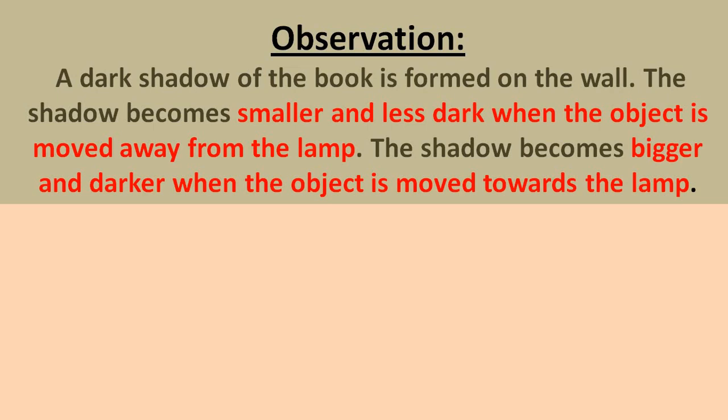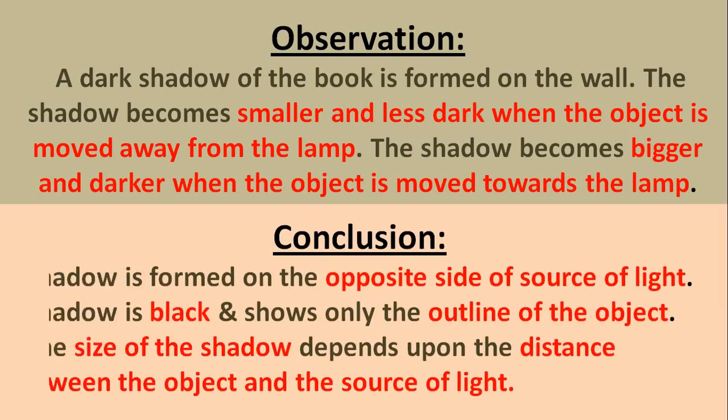Okay, and the shadow becomes smaller and less dark when the object is moved away from the lamp. Meaning when you keep the object away from the lamp, near the wall, you will find the shadow size will change. You will find it is smaller and less dark. But as you move the object near the lamp, meaning towards the lamp, the shadow size will change again and you find a bigger and darker shadow.